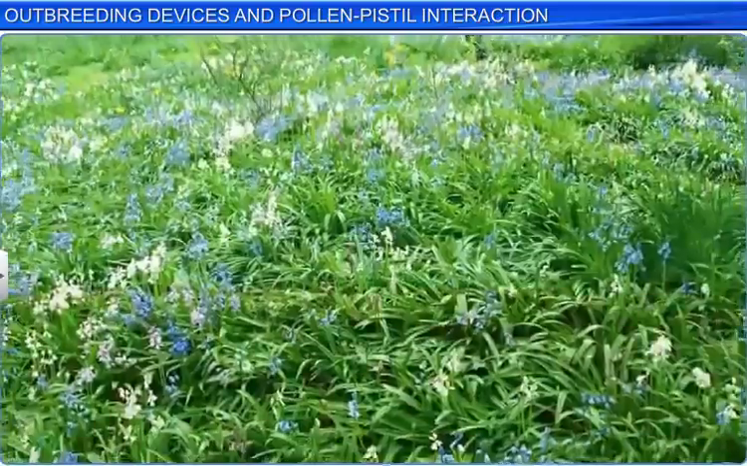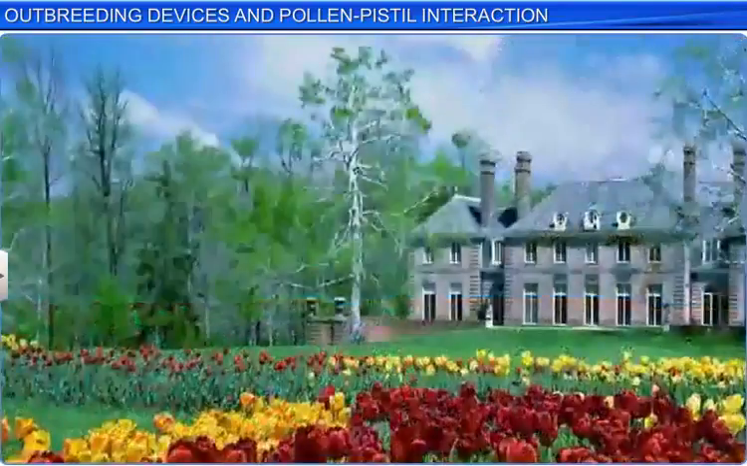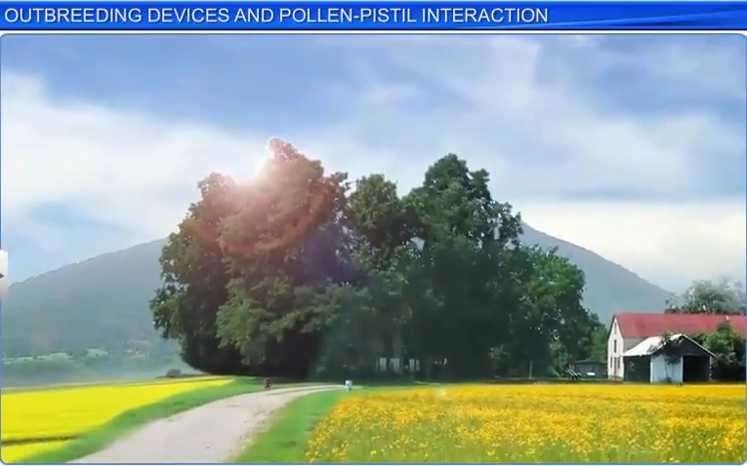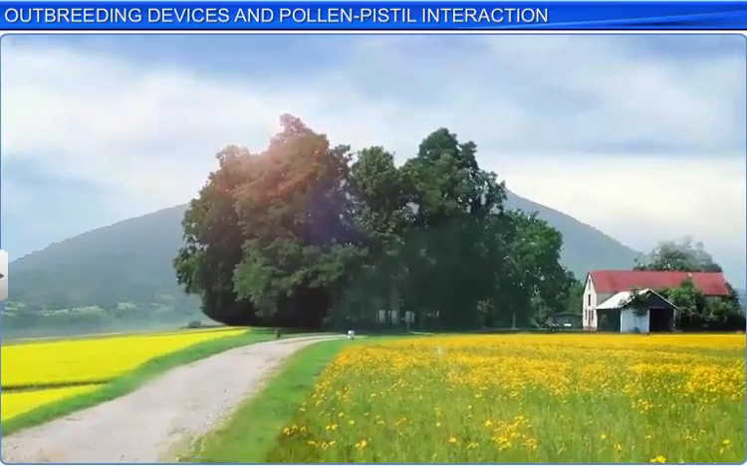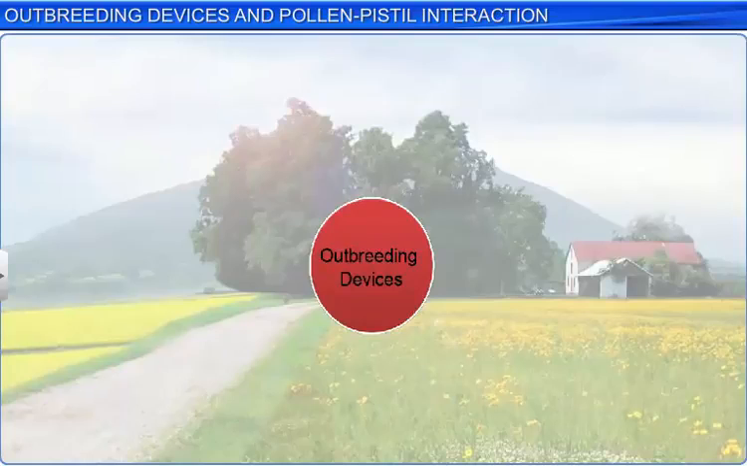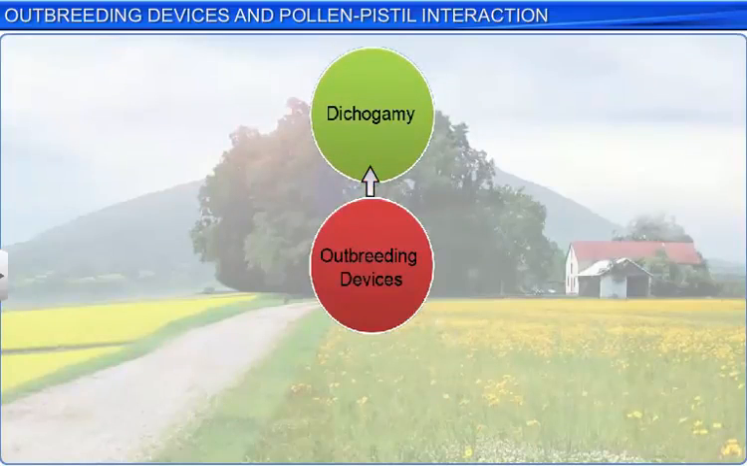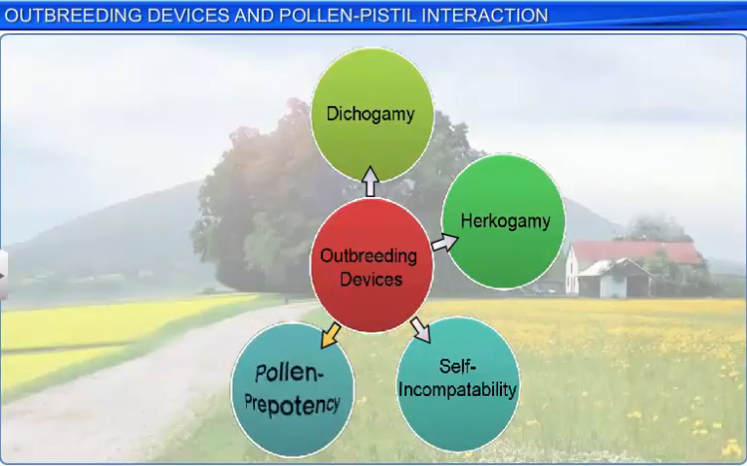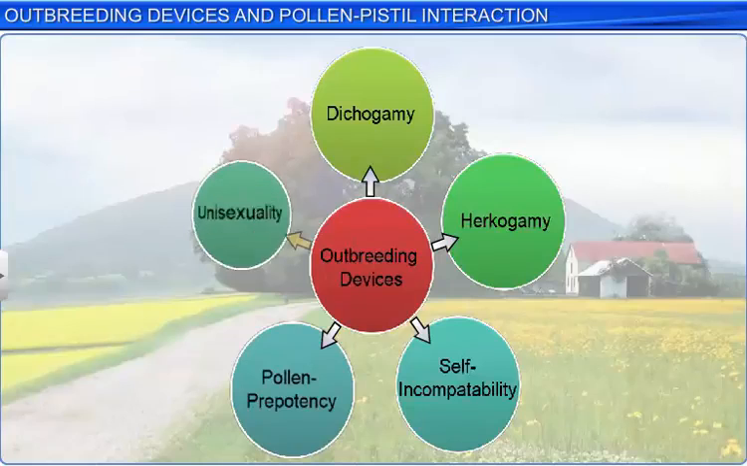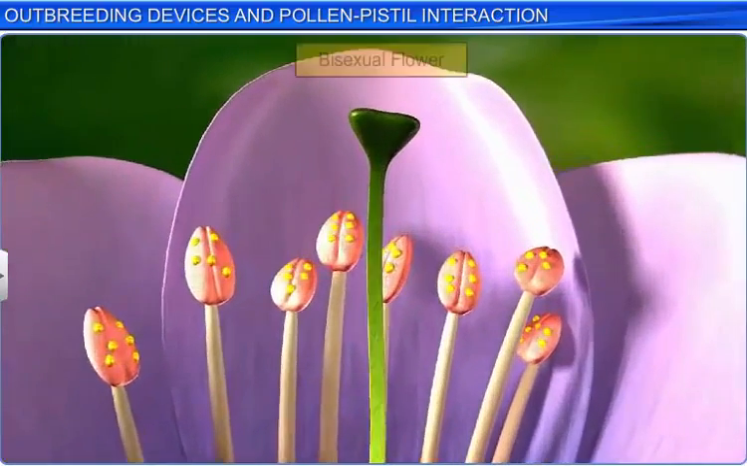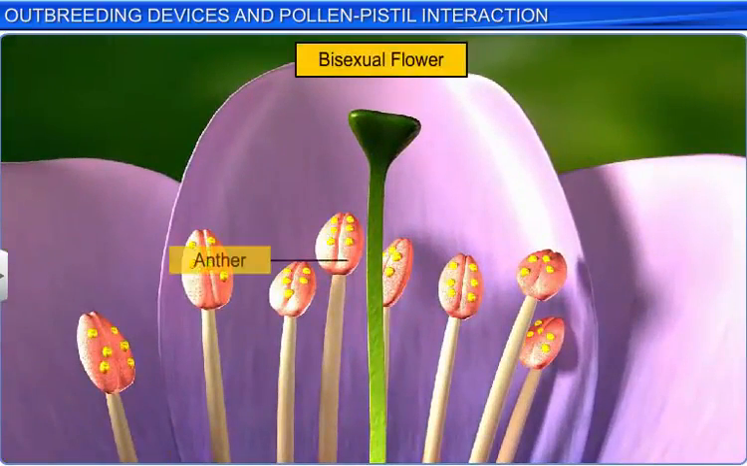To counter inbreeding depression, many flowering plants have developed several mechanisms called outbreeding devices that discourage self-pollination and promote cross-pollination. These devices include dichogamy, herkogamy, self-incompatibility, pollen prepotency, and unisexuality. In dichogamy, which is observed in bisexual flowers, the anther and stigma of the flower mature at different times.